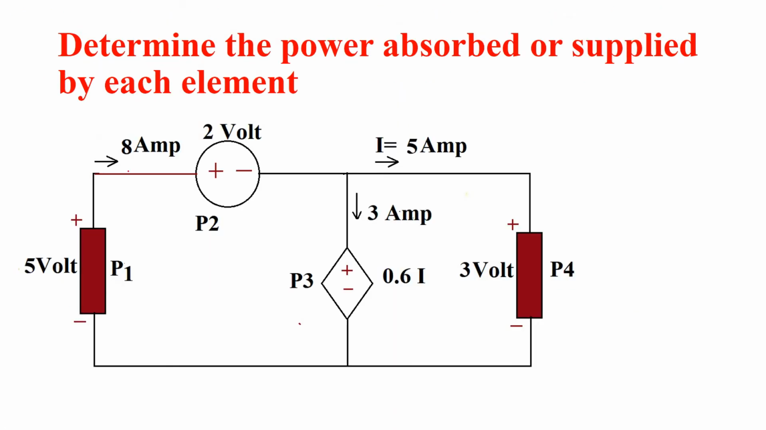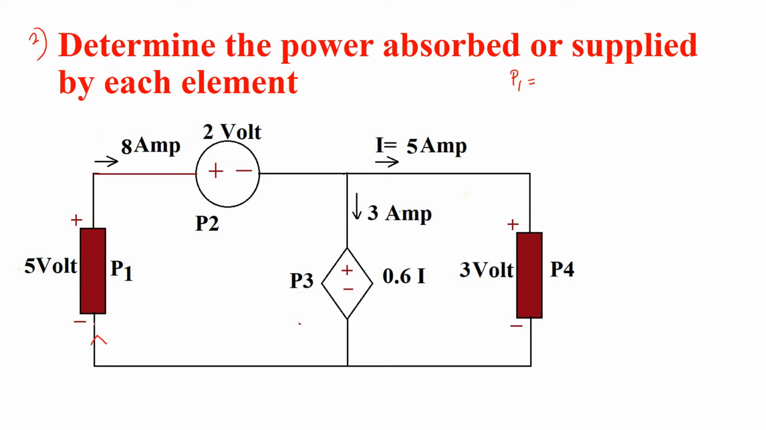Next I am going to explain the problem number 2. Here are the two sources and two passive elements. Here also we are going to find out power absorbed or supplied. So first of all I am going to calculate the power P1. So P1, what is the current? That is 8 ampere. And here 5 volt. Positive delivered, or power delivered.